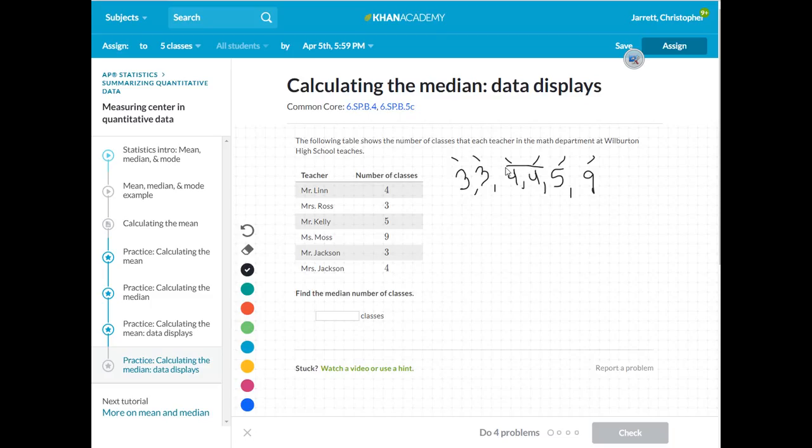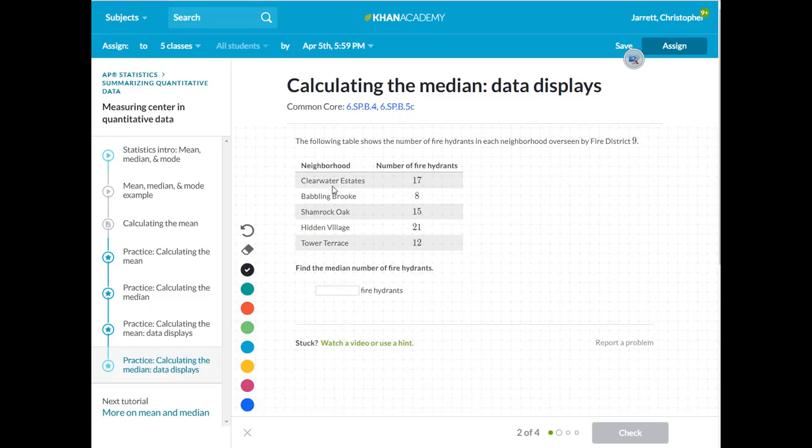Since there are 2 numbers in the center, 4 and 4 in this case, I'm going to find the average of those 2. Well, you should know if you add 4 plus 4, that gives you 8, and 8 divided by 2 takes you right back to 4. So that actually gives you a little bit of a shortcut in the future. If your 2 middle numbers are the same, the median is just whatever that number is. So if you have 2 4s, the median is 4.